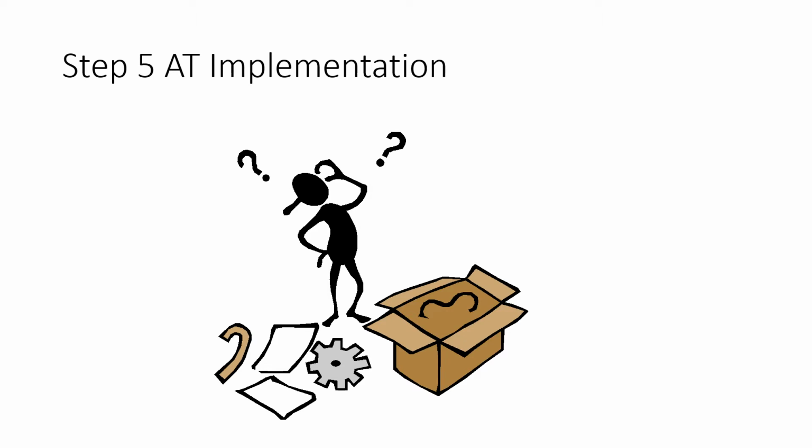Step 5, AT implementation. Deciding on the appropriate technology is just the beginning of the process. For years, research has told us that the lack of technical support and training have been identified as major barriers to technology implementation. Therefore, it's crucial that training and technical support are carefully considered. The IEP team cannot integrate and support the use of AT if they are unfamiliar with how it works and its benefits to the student, what it does, how it works, and how to troubleshoot basic problems.